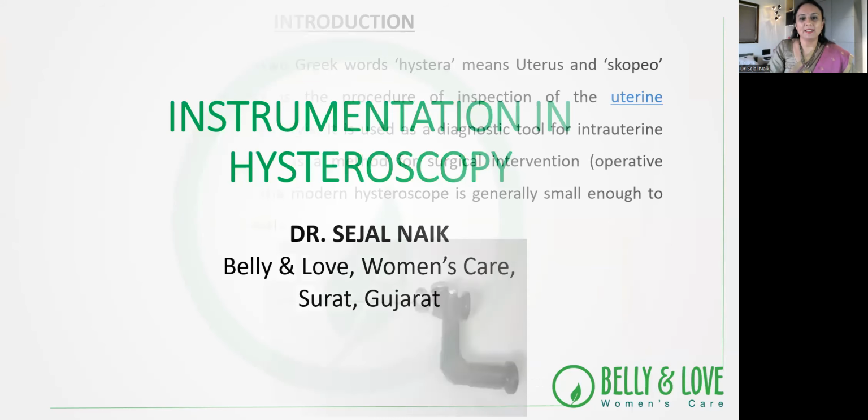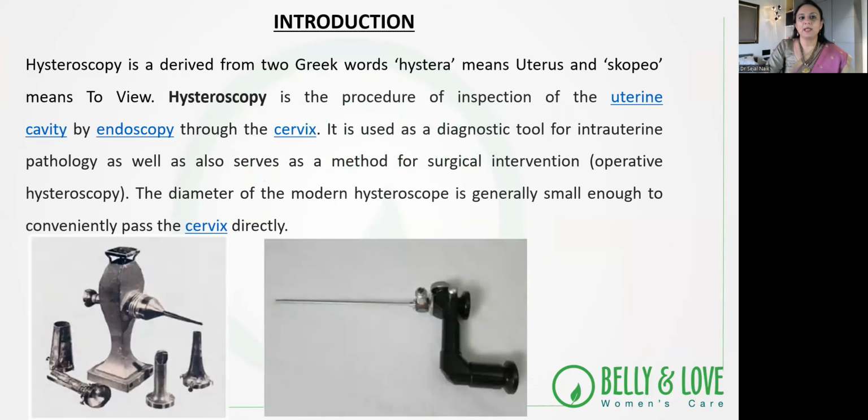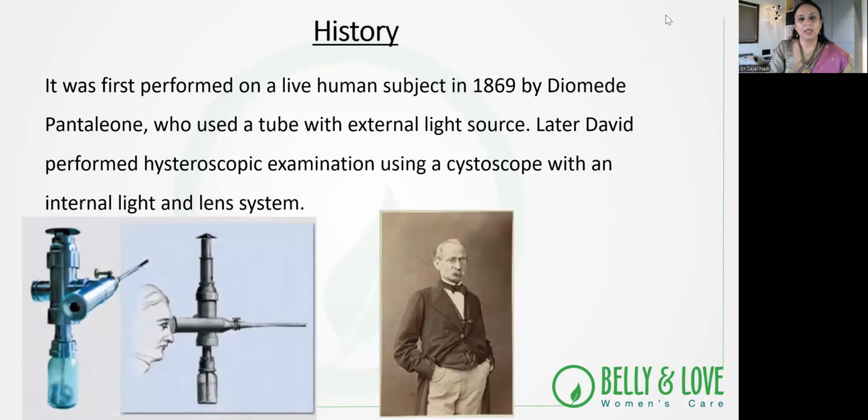So let us discuss. Hysteroscopy derives its name from two Greek words: hystera, meaning uterus, and skopein, meaning to view. Hysteroscopy is the procedure to inspect the uterine cavity by endoscopy through the cervix and can be diagnostic or operative. The modern era has come up with a smaller size of the telescope and a smaller size of assembly.